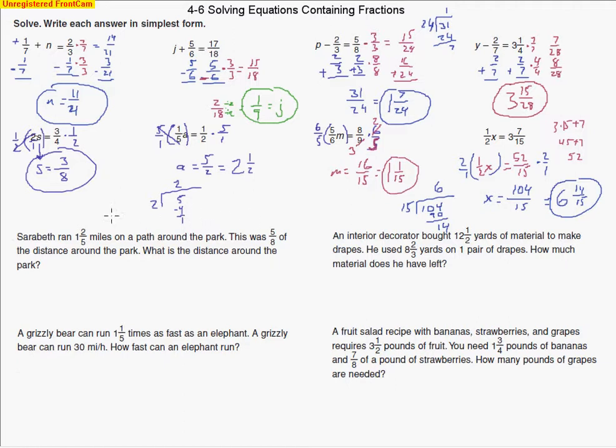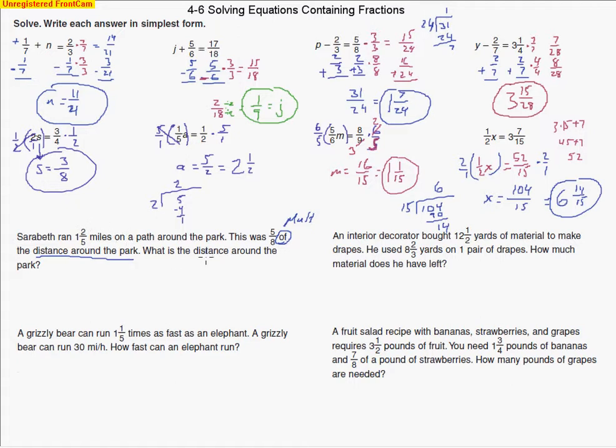We've got some word problems here. It says Sarah Beth ran 1 2/5 mile on a path around the park. It doesn't say she ran all the way around the park. It just says that's as far as she went on this path. And the path was going around the park. This was 5/8 of. Okay, when I see the word of, I think of multiply. I need to multiply 5/8 by the distance around the park. Well, 1 2/5 is not the distance around the park. This is just how far she ran.